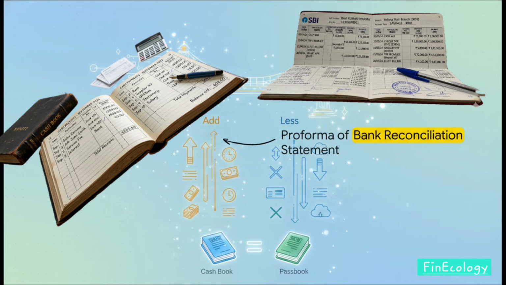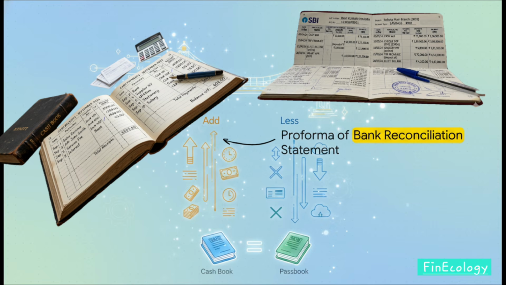All right, now that we have our suspects and our logic locked down, let's actually construct the official reconciliation bridge. Using the exact pro forma from our source text, you start right at the top with the balance as per the cash book. Then, you list out your add items, things like those unpresented checks or maybe interest credited by the bank. Below that, you list your less items, stuff like checks deposited but not yet cleared, or those unrecorded bank charges. You do the basic math, and miraculously, your final number at the bottom matches the passbook balance perfectly.